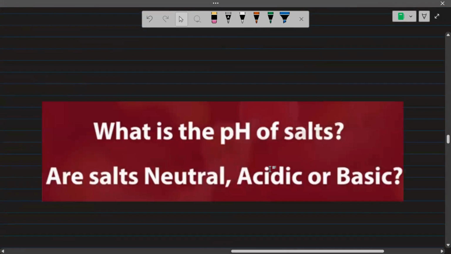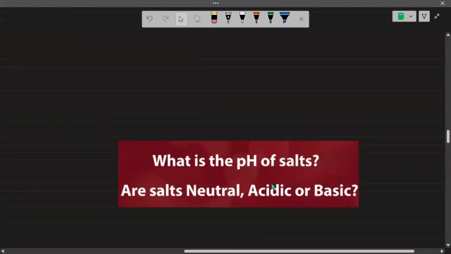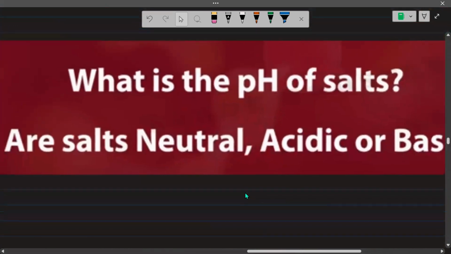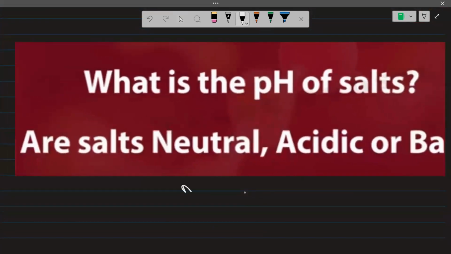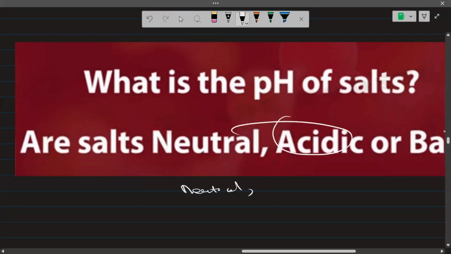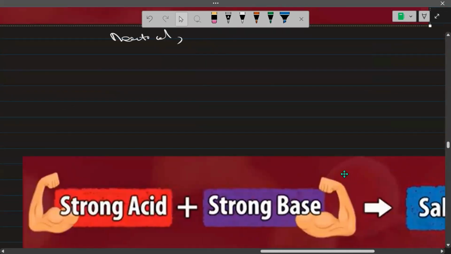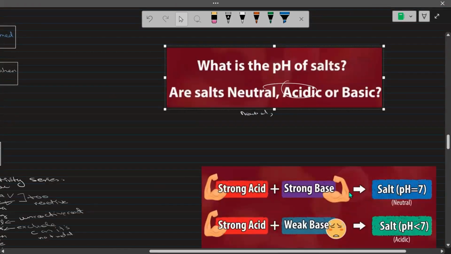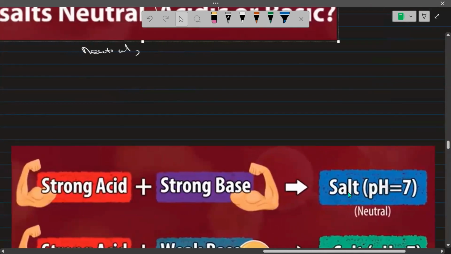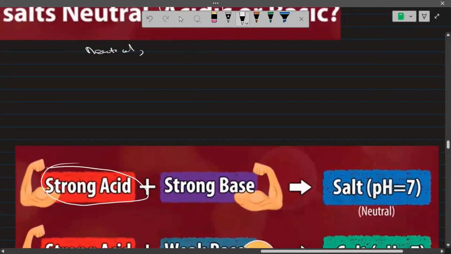Now, what is the pH of salt? Are they neutral, acidic, or basic? So basically, salts are neutral, acidic, and also basic. So they are present in all three natures. So how is salt created? When a strong acid reacts with a strong base, salt is created. A neutral salt. You got it?